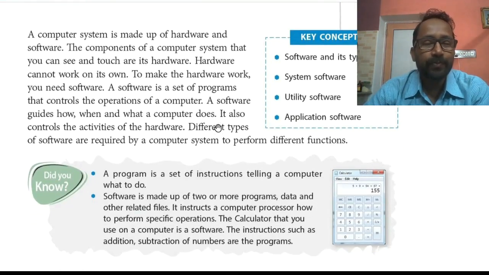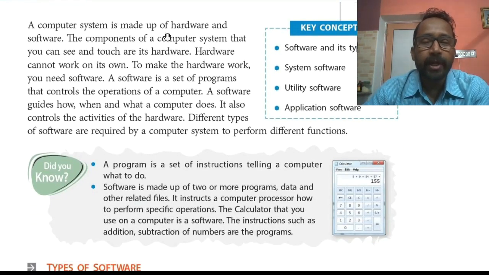So, let's start. A computer system is made up of hardware and software. These are two components of a computer without which your computer will not work. The components of a computer system that we can see and touch are its hardware. Means hardware is a physical device which we can touch, see and feel. Hardware cannot work alone. Means it cannot work on its own.